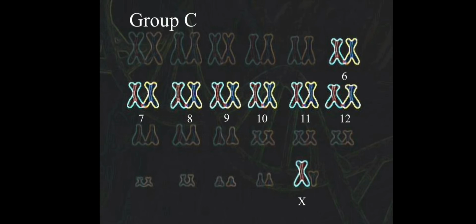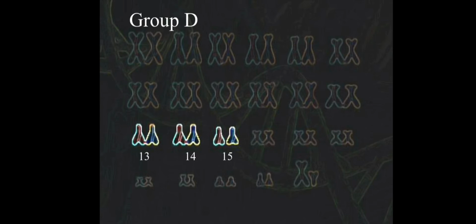Group C. This is the largest group, containing chromosomes 6, 7, 8, 9, 10, 11, 12, and X, which are of medium size and submetacentric. The X chromosome resembles chromosome 6 in this group. Group D. This group includes chromosomes 13, 14, and 15, which are medium-sized chromosomes with nearly terminal centromeres.